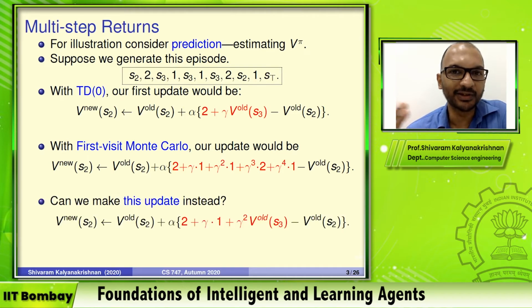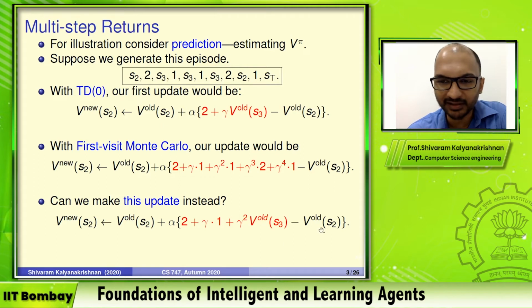Now the question for you to think about is this. Let me propose a different update from both the TD0 update and the Monte Carlo update. And let us ask, is this a reasonable update to make? So what is this update? I'm saying let's set V new of S2 to be V old of S2 times 1 minus alpha plus alpha times this target, this target which is in red.